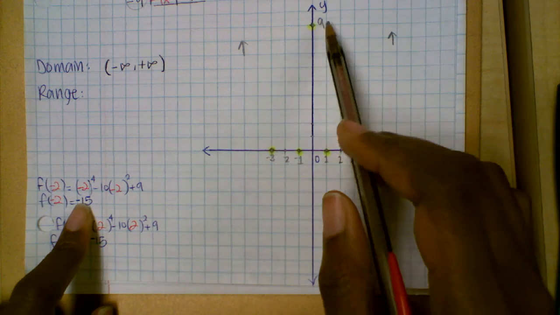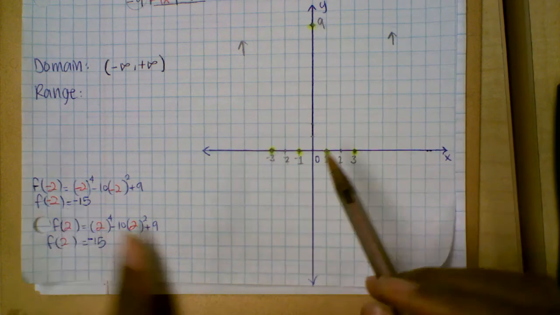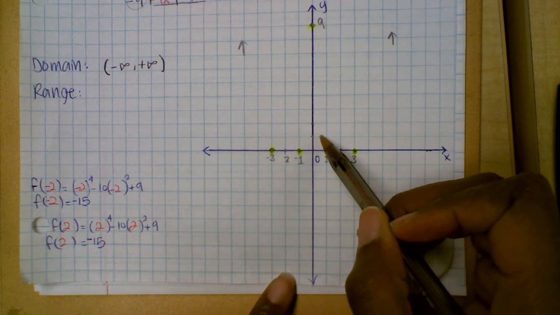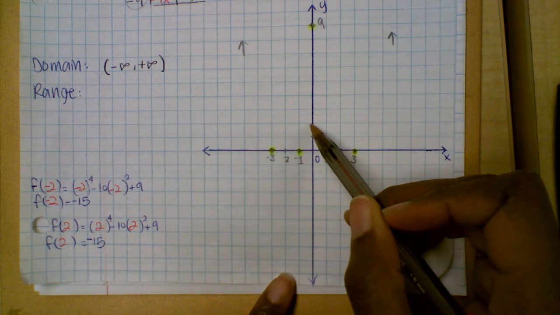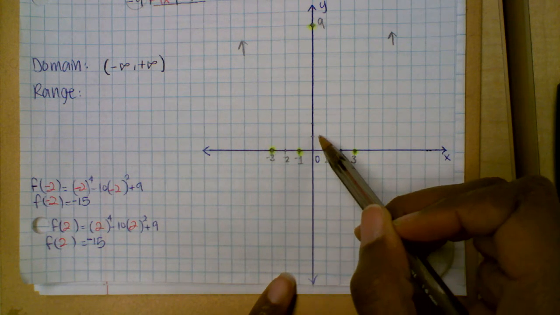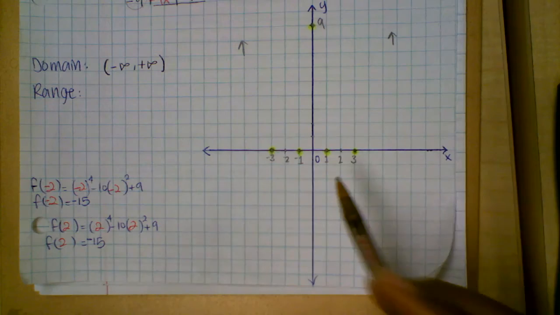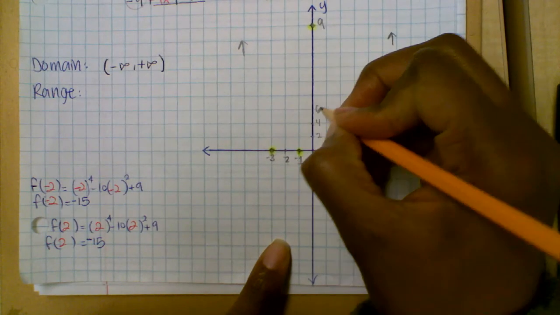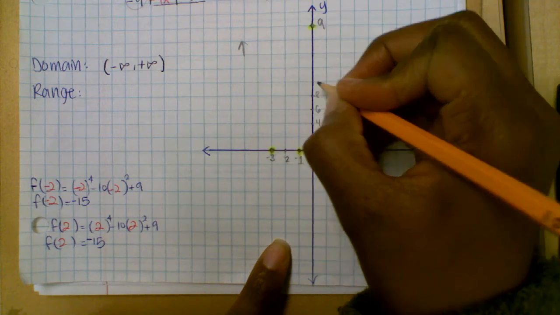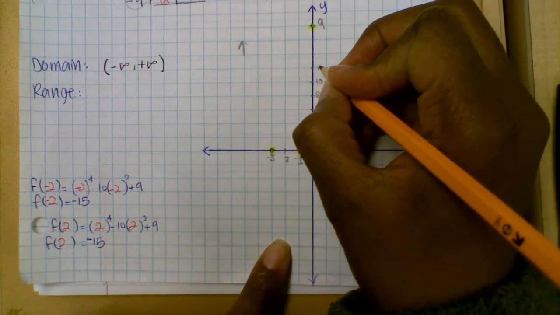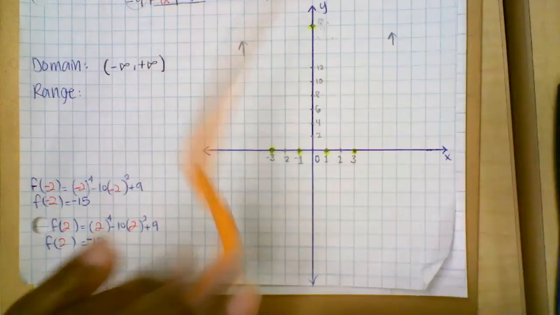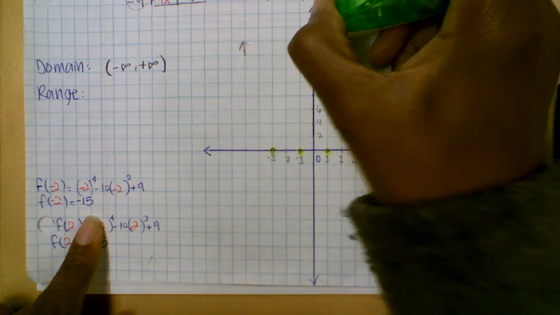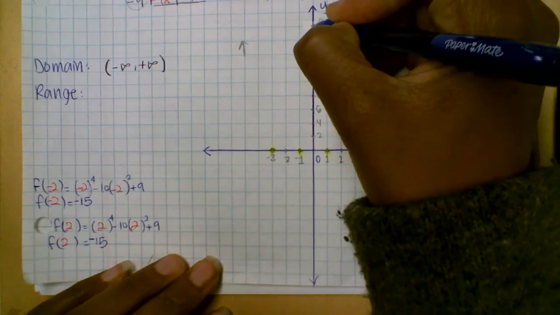So I'm going to change my scale on the y-axis. Instead of using 1 square to represent 1 unit, I'm going to use 1 square to represent 2 units, so everything can fit. So it's going to be 2, 4, 6, and then 8, 10, 12. So 9 is not going to be right here, because the lowest y value is going to be 15, so I need to fix that. Sorry.